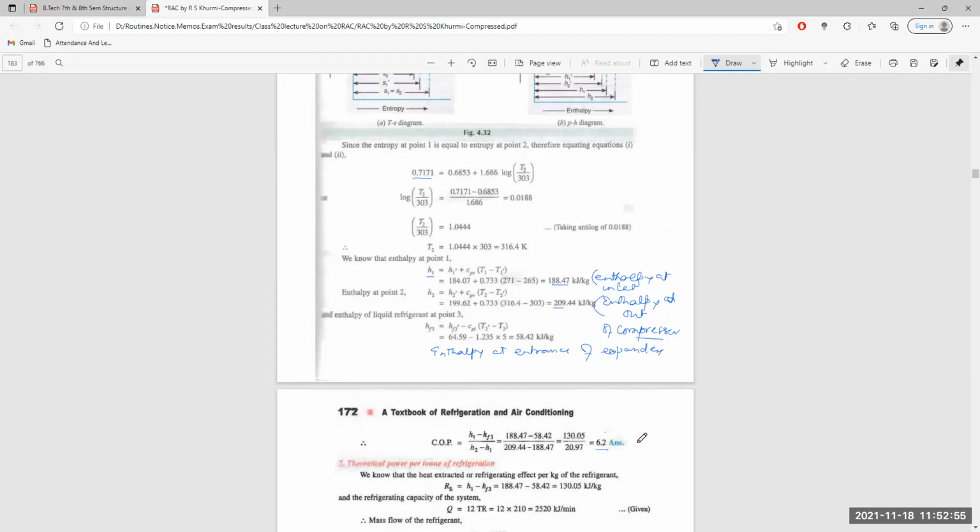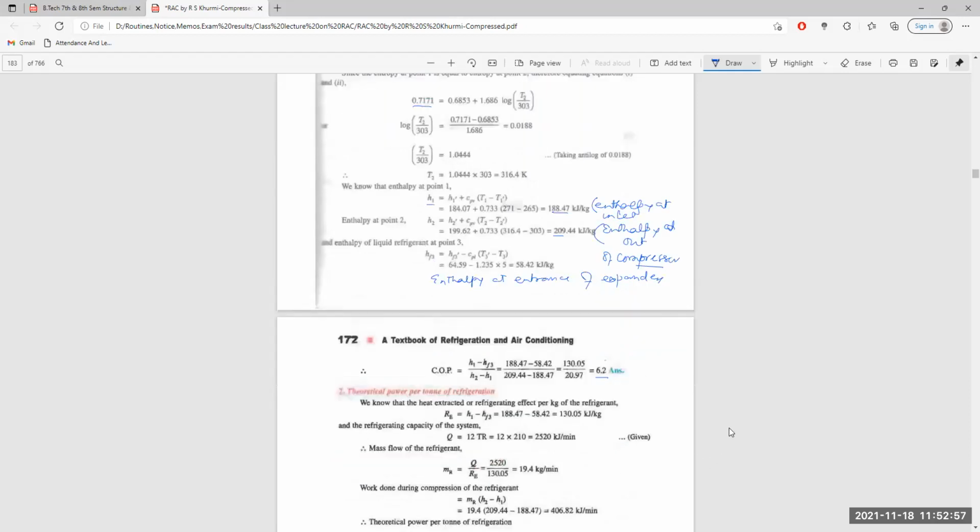Now, we have to calculate the theoretical power per ton of refrigeration. The heat extracted, or refrigerating effect, per kg of the refrigerant is given as RE, equal to H1 minus HF3. We have calculated both H1 and HF3 itself. That is equal to 130.003 kilojoule per kg.